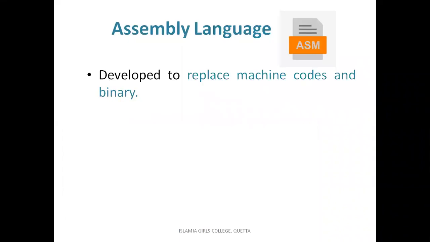The first point is that the assembly language was developed to replace the machine codes and binary. If you remember from the previous lecture, we have seen that in the machine language, we were using the ones and zeros, and it was very difficult to memorize and program with the ones and zeros. So therefore, assembly language was developed to replace those machine codes.